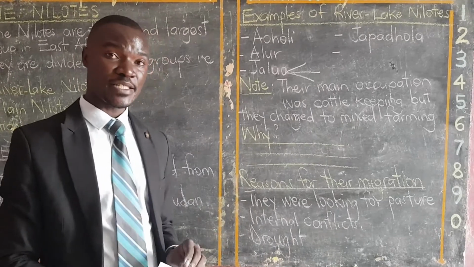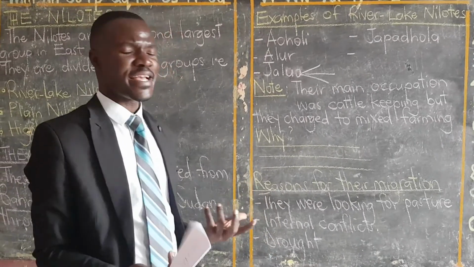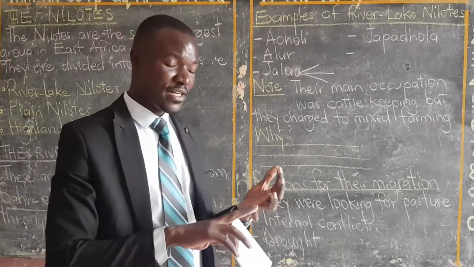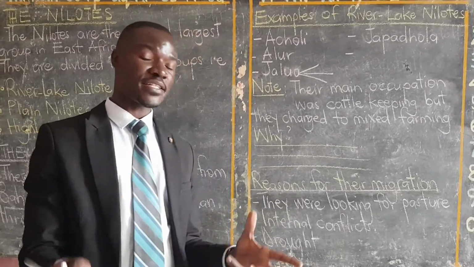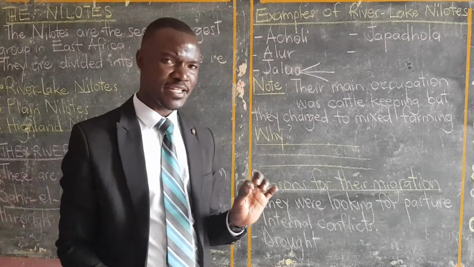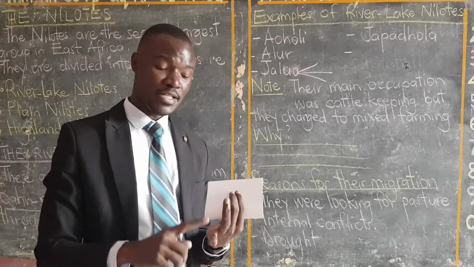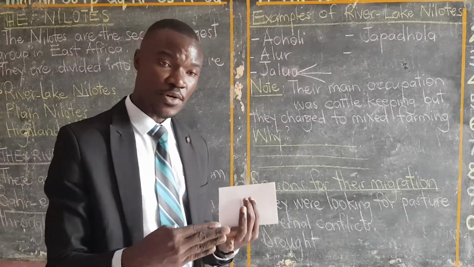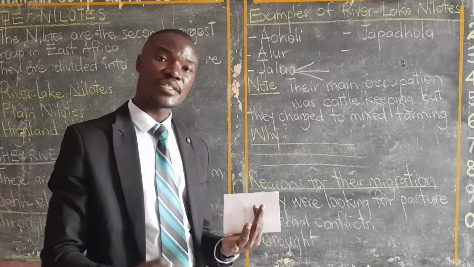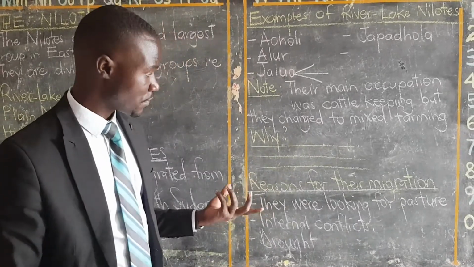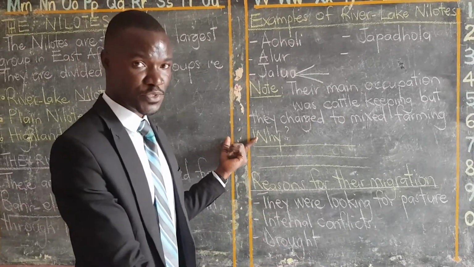If you went to these places, these people have changed into mixed farming. Why? We already said that they settled in areas with lakes and rivers. What do you expect near lakes and rivers? Fertile soil. So, number one, they settled in areas that have fertile soil. They also settle in areas that receive rainfall. That's why they changed to mixed farming. They grow crops these days and they keep animals too.